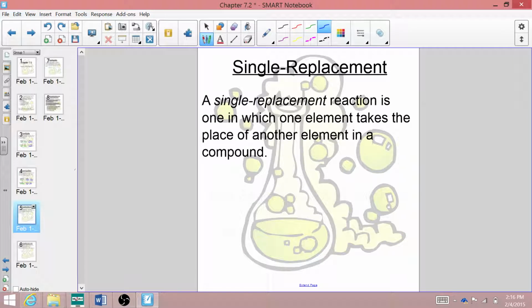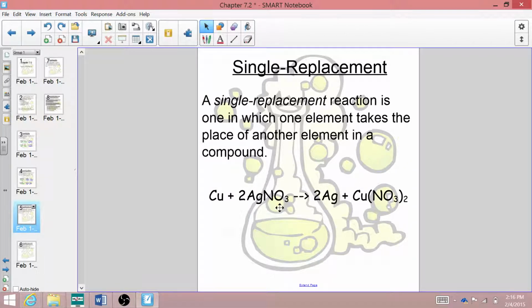Now, a single replacement reaction is a little trickier. A single replacement reaction is one in which the element takes the place of another element in a compound. What that means is, if I have a compound and it's reacting with one element, this element will come in and take the place of a similar element in that compound and kick this guy out. So in this example, we have copper and AgNO3. Copper is a metal just like silver is. So copper is going to come in and take the place of silver and kick silver out.